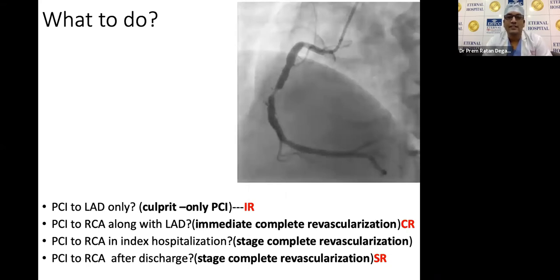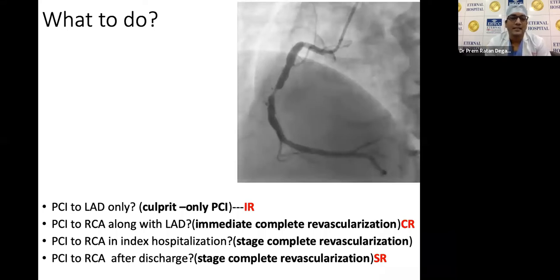There are 4 strategies which we can adopt. The first strategy is PCI to LAD only, the culprit-only PCI. The LAD was stented and the patient was sent home with medical management of the right coronary artery. The second strategy is PCI to RCA along with the LAD. So at the time of primary PCI to LAD, the RCA was stented. And this is called the immediate complete revascularization strategy.